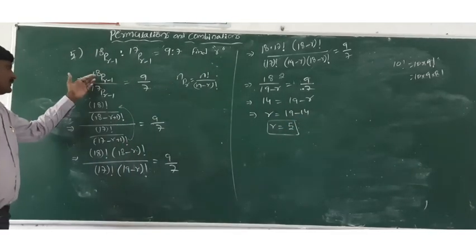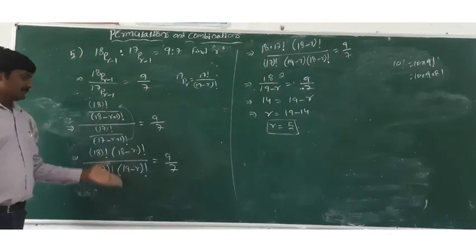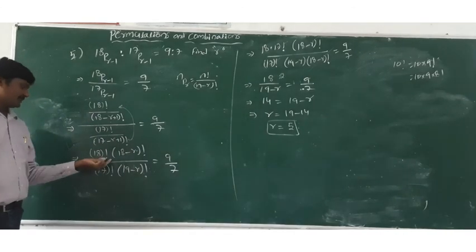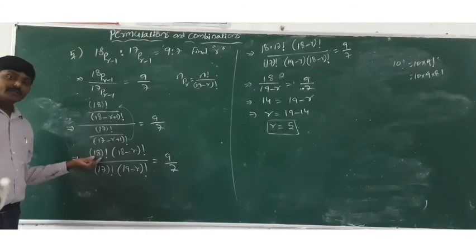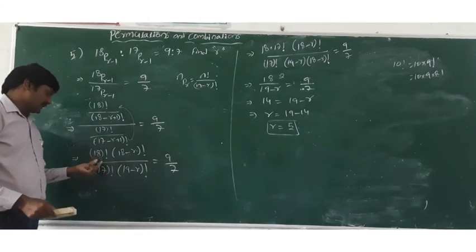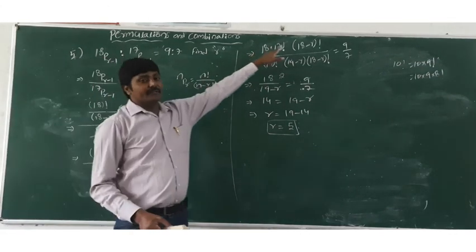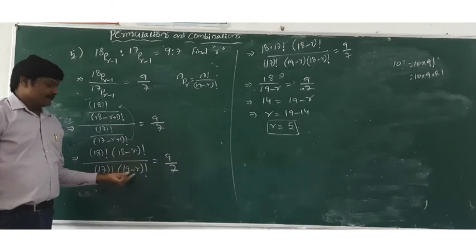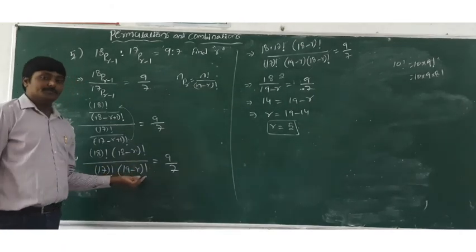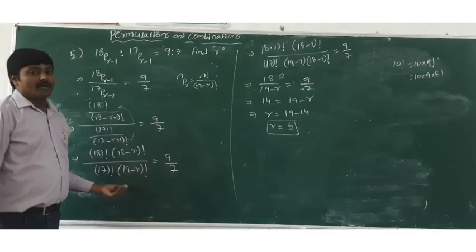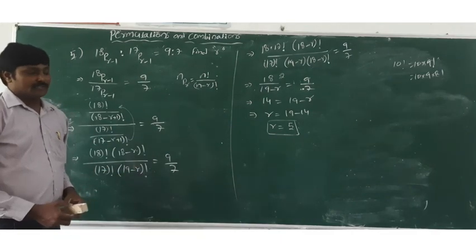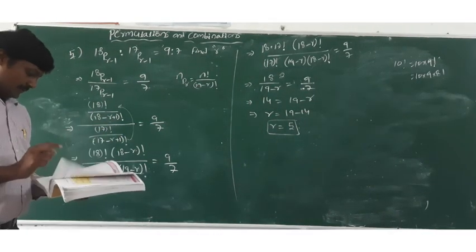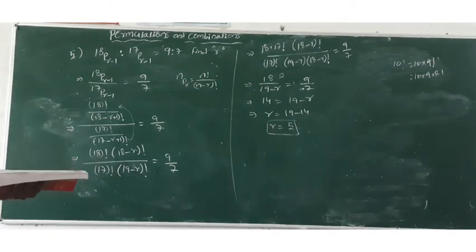To explain, we are using the nPr formula and simplifying the factorial values to get the answer. Here 18 factorial by 17 factorial: we write 18 factorial as 18 into 17 factorial. 17 factorial cancels. Here 18 minus r and 19 minus r; 19 minus r is the biggest factorial, so we expand 19 minus r to get (18 minus r) factorial also. This is the first exercise problem. Now some more example problems are there. Write them down and simplify yourself.